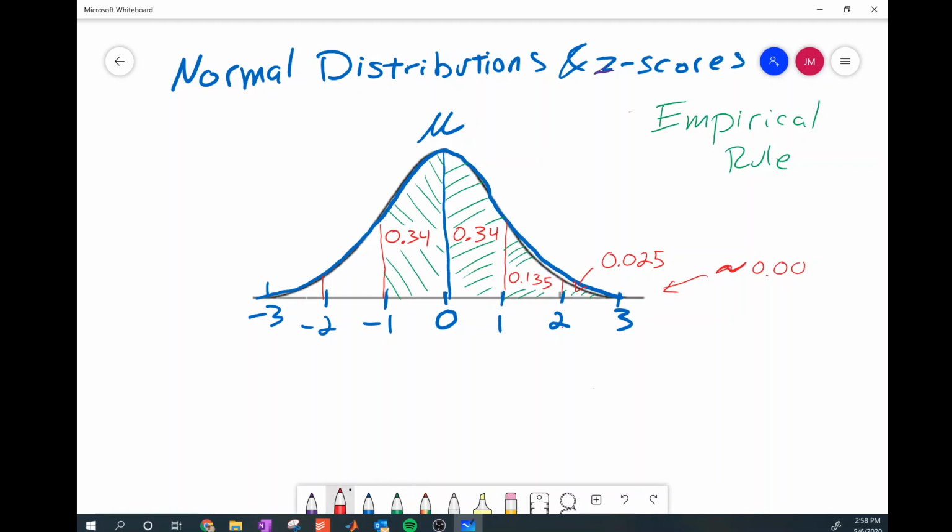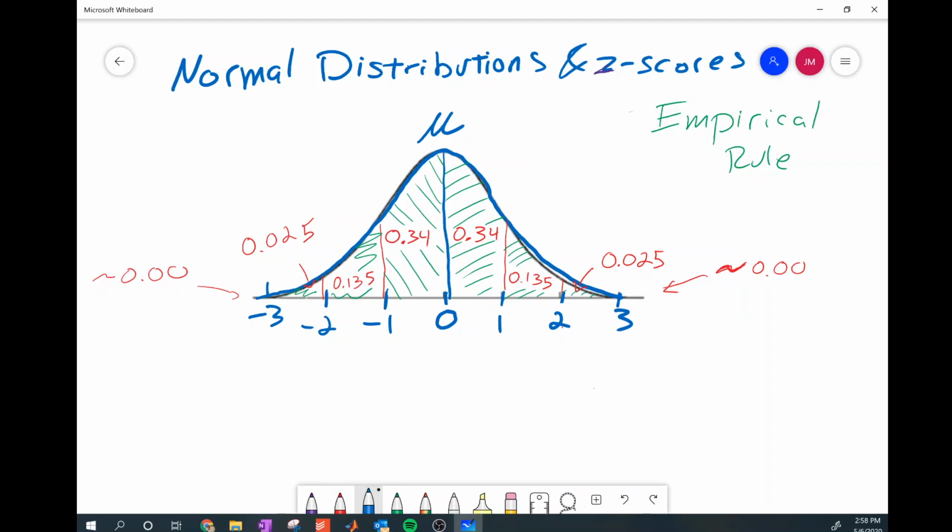So since it's symmetrical, that means this is also going to be 0.135. And this is also going to have 0.025. And then anything all the way over here is going to be approximately 0.00. And that's the area within.